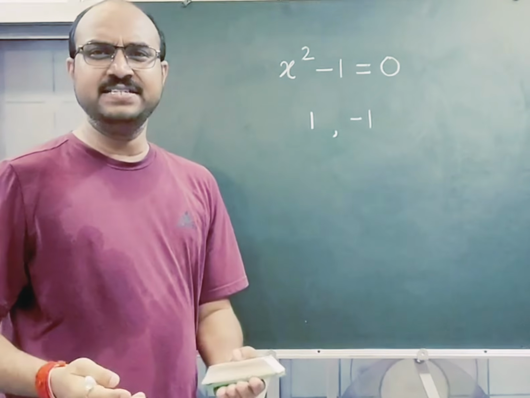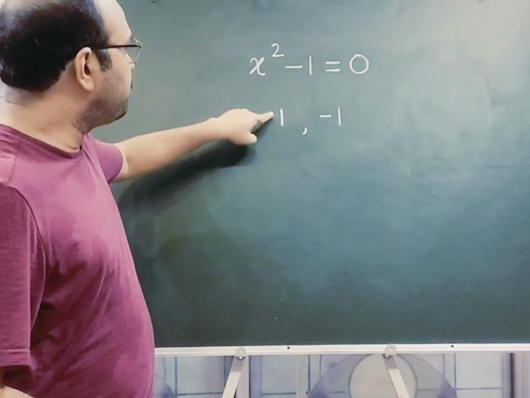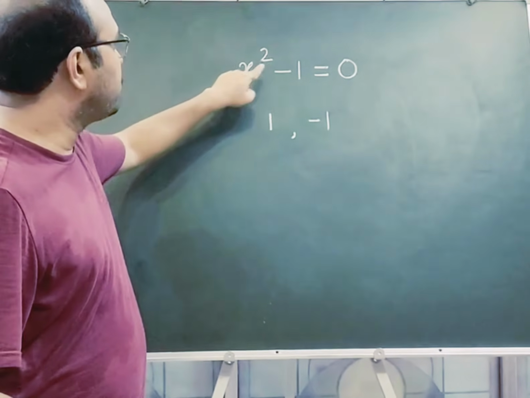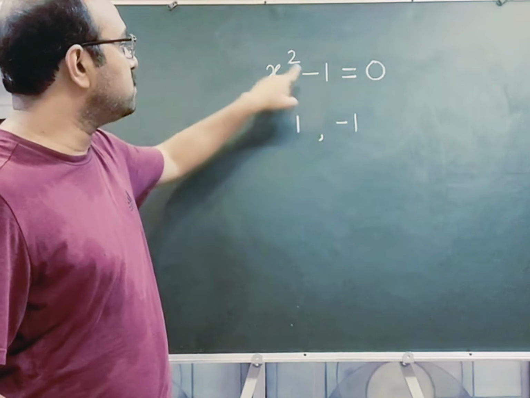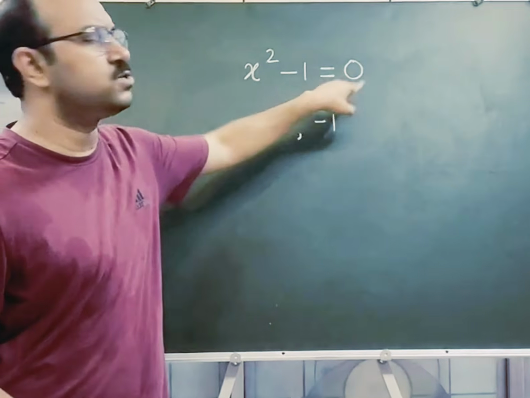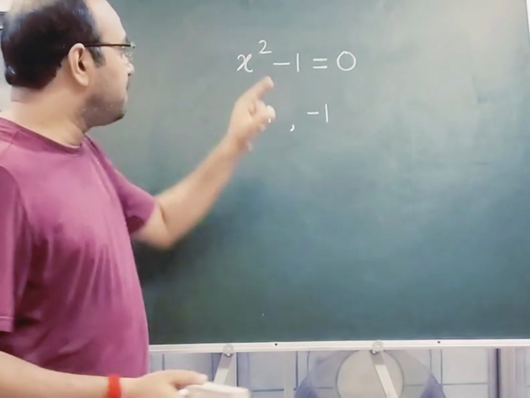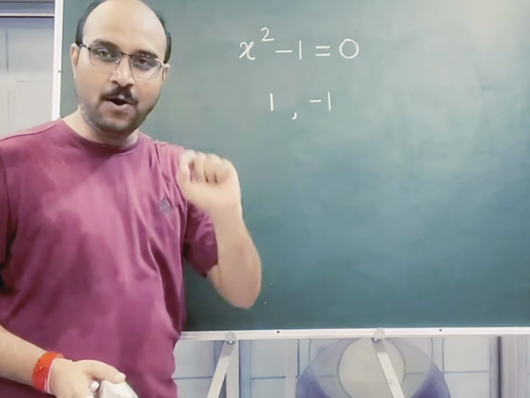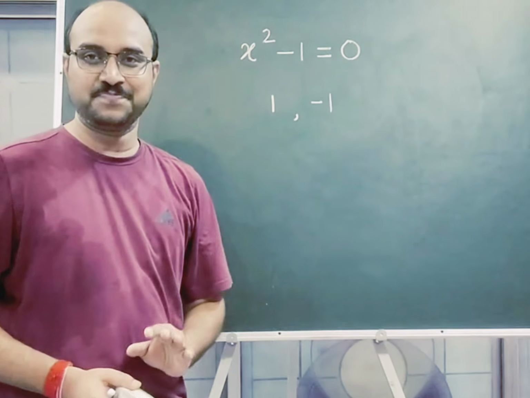Now the question is, why did we tell that these are the two solutions? It's very obvious, because you see, if we replace 1 in place of x, what happens? 1 square minus 1 is equal to 0. Similarly, if we put minus 1 in place of x, minus 1 whole square is plus 1, minus 1 equal to 0. In other words, the numbers which when replaced in place of x satisfy the equation, we call those numbers solutions of the quadratic equation.